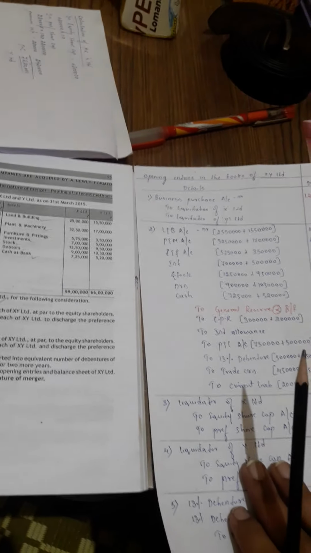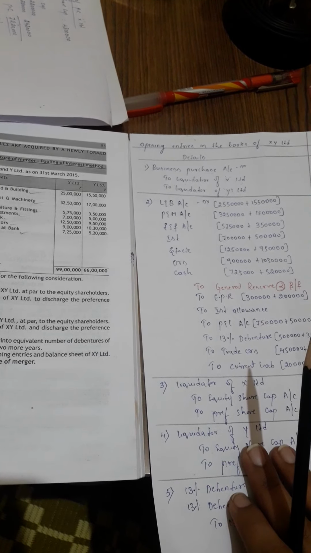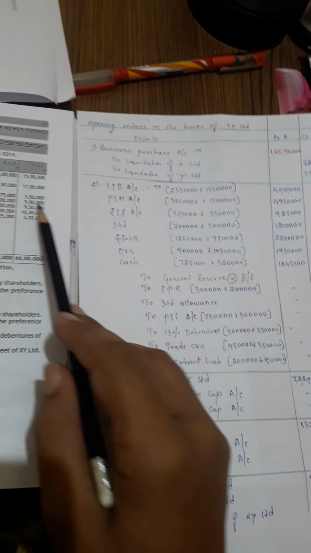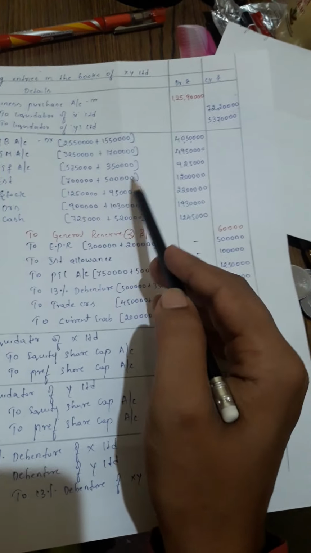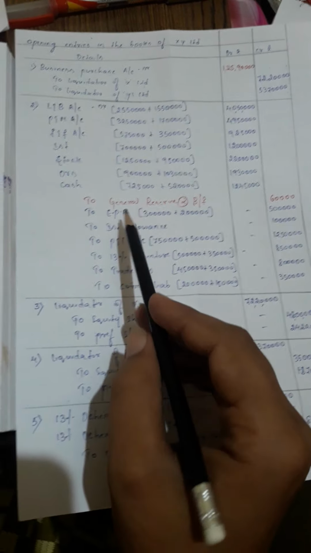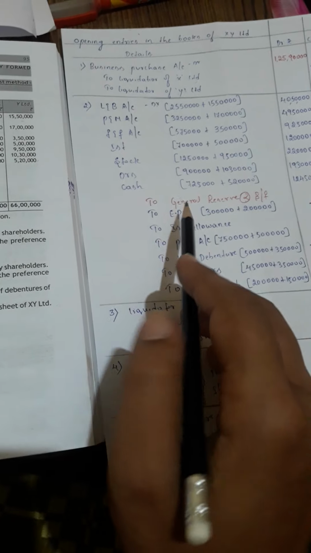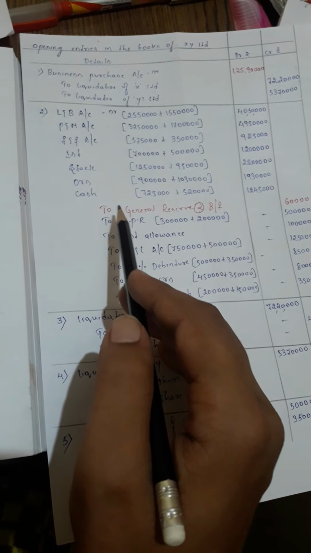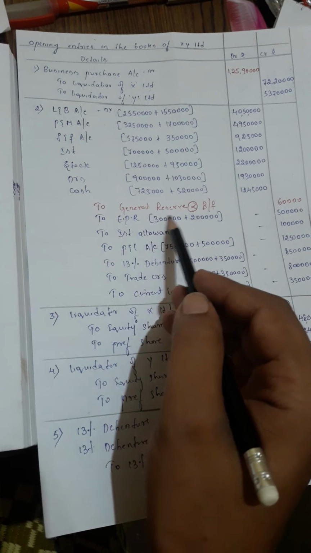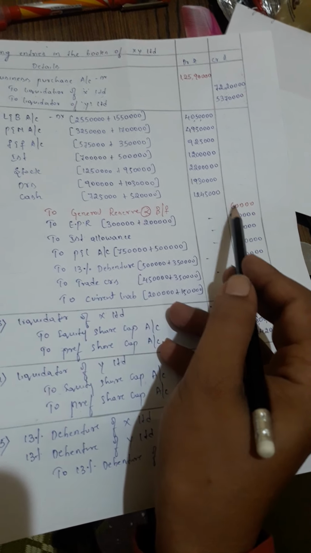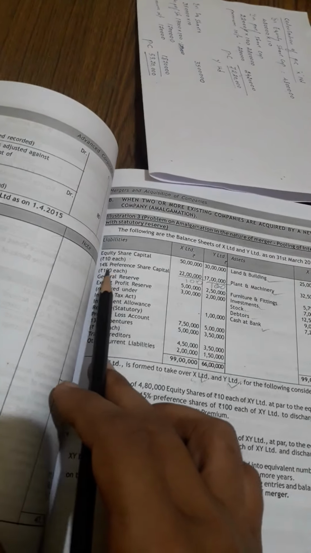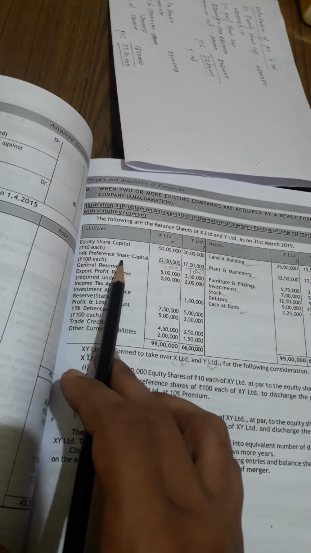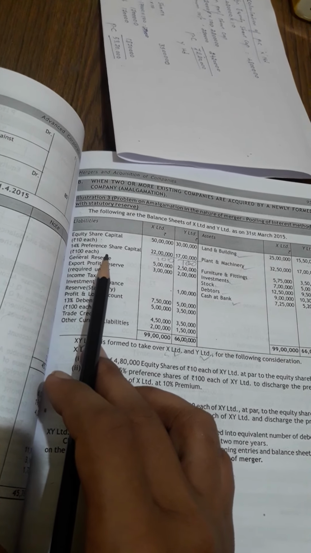So we have recorded all the assets of X Limited and Y Limited. We have to add and consolidate. Next, in the same manner, we need to record liabilities as well. For general reserve, we need to leave a gap. Except equity share capital and preference share capital, all the liabilities should be recorded.